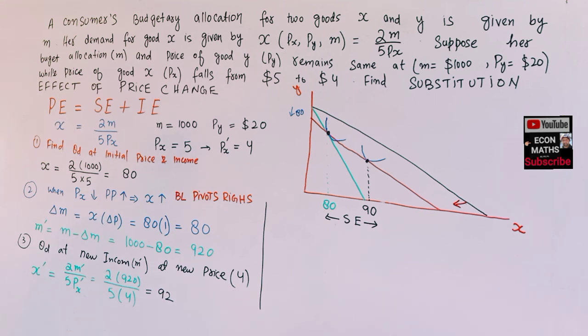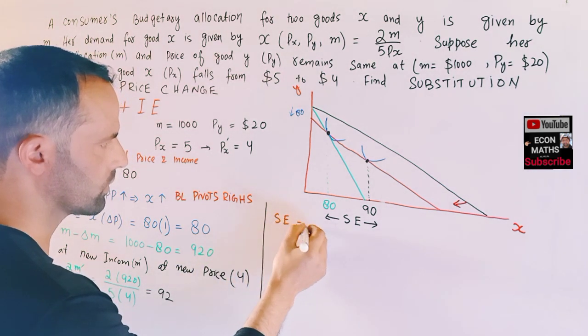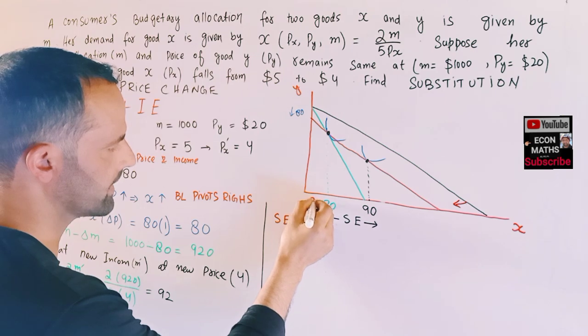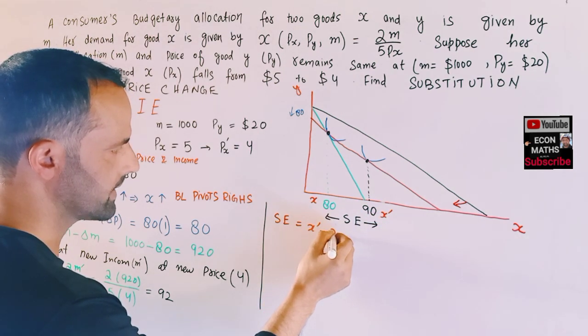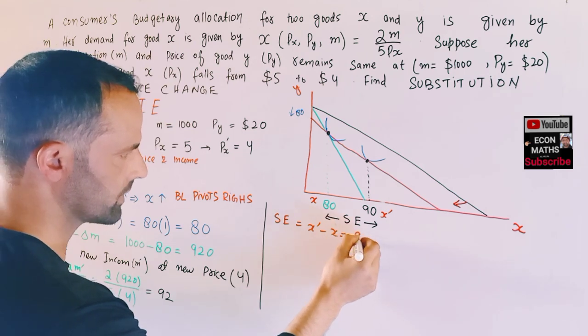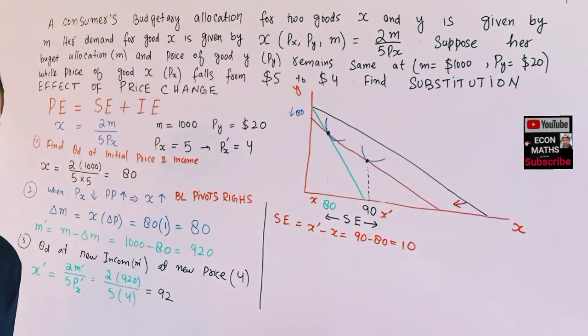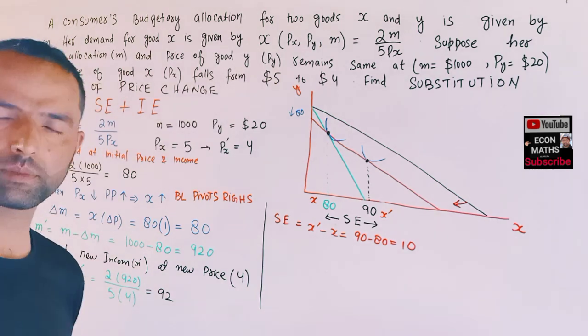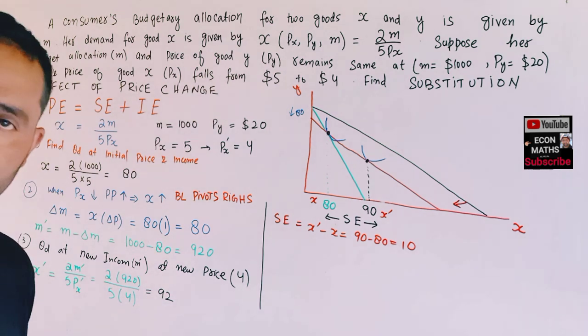So let me write it here. Substitution effect will be equal to X prime minus X, where this is our X and this is our X prime. That is 90 minus 80, which comes out to be 10 units of good X that will be demanded because of the fall in the price. Now to find out the income effect, what will we do?